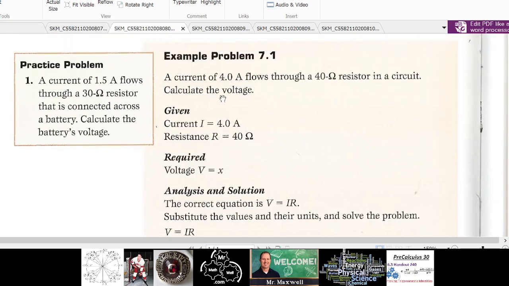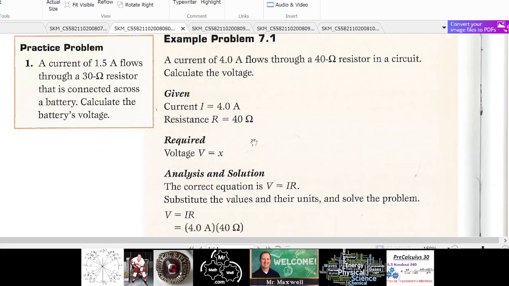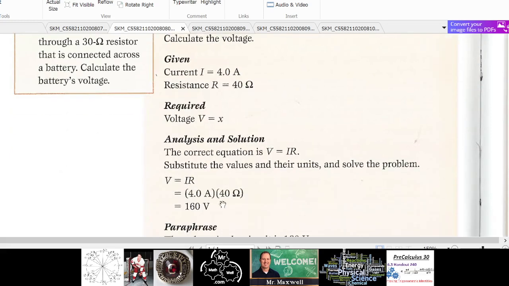All right, so here's an example problem. You don't have to write this down. It's in your textbook. Let's just walk through it, okay? If you have a current of 4 amps, and it's flowing through a 40 ohm resistor in a circuit, calculate the voltage. Well, it's pretty easy because we know that V, the voltage, equals I times R. I is going to be in amps, not any other unit, not milliamps, is amps. And the resistance has to be in ohms. So guess what? We go 4 amps times 40 ohms gives us 160 volts.